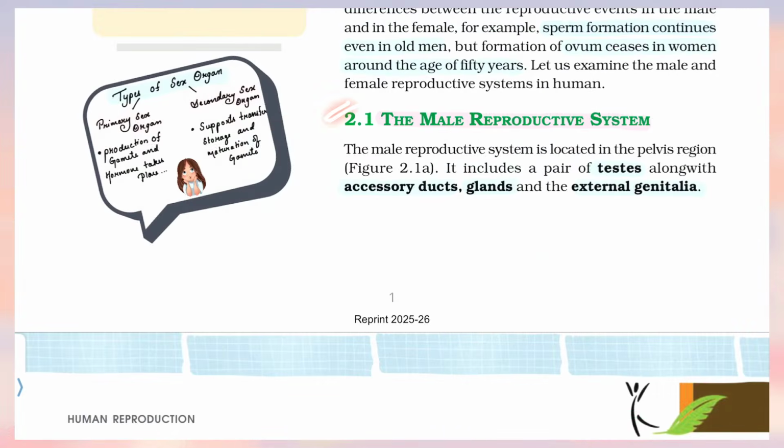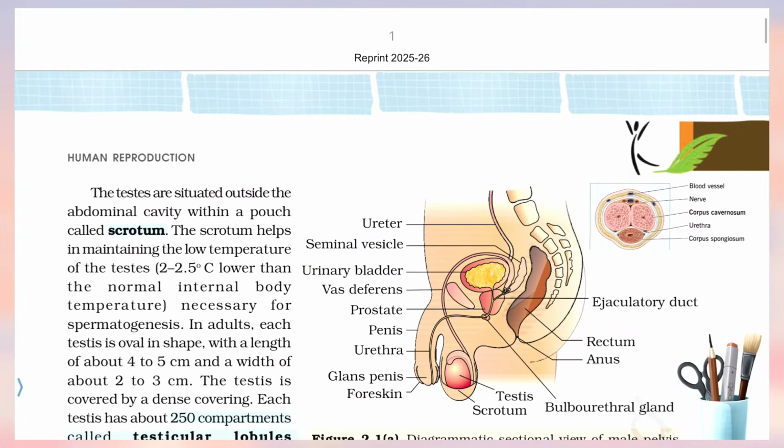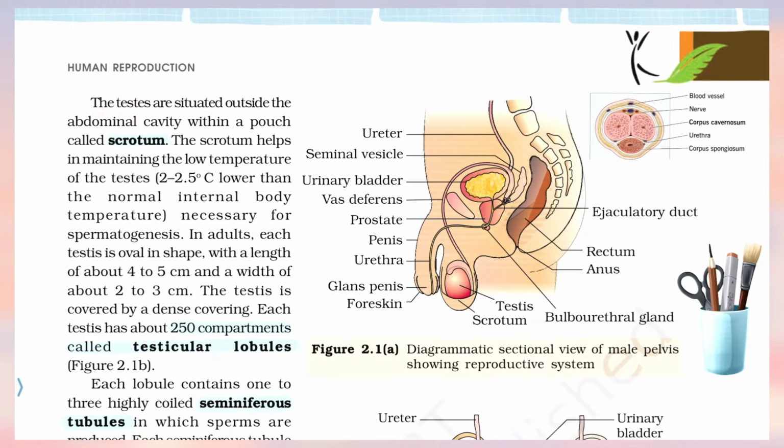The male reproductive system. The male reproductive system is located in the pelvis region. It includes a pair of testes along with accessory ducts, glands, and external genitalia. The testes are situated outside the abdominal cavity within a pouch called scrotum. The scrotum helps in maintaining the low temperature of the testis, which is around 2 to 2.5 degrees Celsius lower than the normal internal body temperature, which is necessary for spermatogenesis.